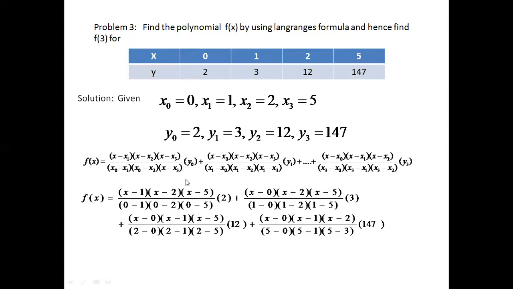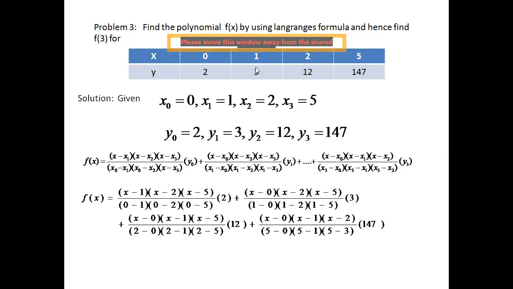So first substitute x1, x2, x3, and from that you can get it. But don't look at the formula and compare to write the answer. You directly write it by looking at the table. How to write the numerator of the first term? That is x minus 1 into x minus 2 into x minus 5. That's the numerator. The denominator is 0 minus 1 into 0 minus 2 into 0 minus 5. Multiply this ratio by y0, that is 2. This is the first term.